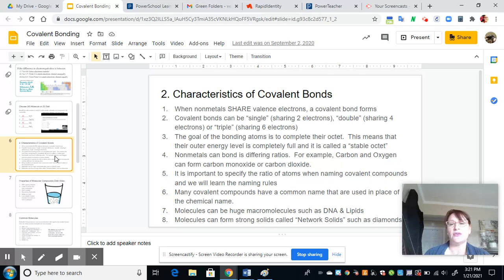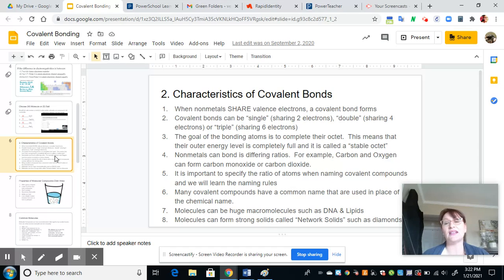So you can take 2 types of nonmetals and bond them in a lot of different ratios. And so when we write the chemical formulas for covalent compounds, we really have to specify that ratio. And we do that with subscripts. So carbon monoxide would just be CO, 1 each. But carbon dioxide would be CO, and then we would put a little 2 subscript after the O to say that there are 2 oxygens.